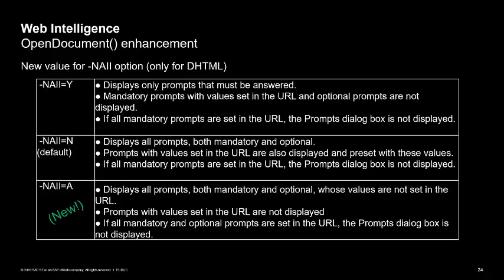So it just gives you more control over using the open document and what you can show or not show or have hidden for you from a prompting perspective. And it is only for DHTML, but that's okay because we're going towards no Java as fast as we can anyway.